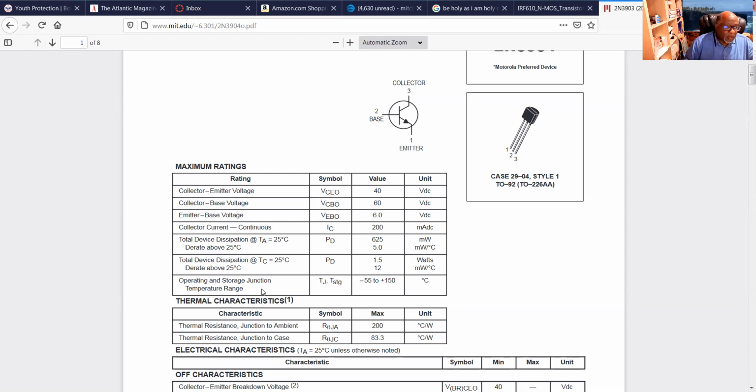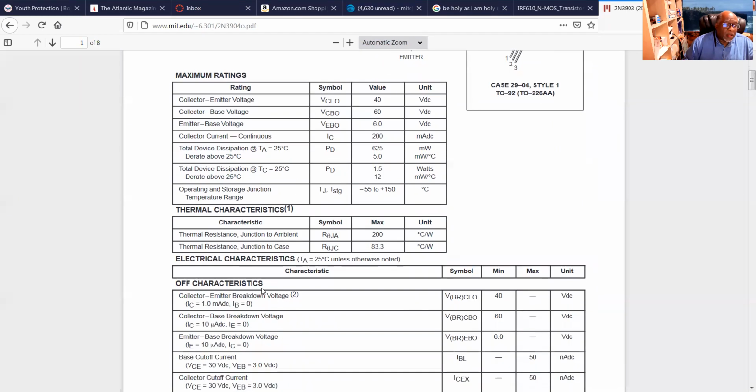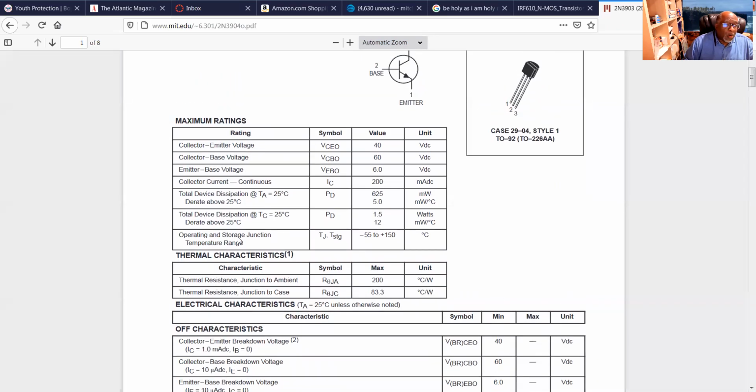Let's see what else we have. When you're storing or operating this device, it'll actually operate up to 150 degrees C internal junction temperature and down to minus 55 degrees C internal junction temperature. So yeah, you could use this in some type of, say, automotive application where it gets really hot under the hood, or some environment where it actually gets really cold. So those are your maximum ratings, some of your electrical and thermal parameters.